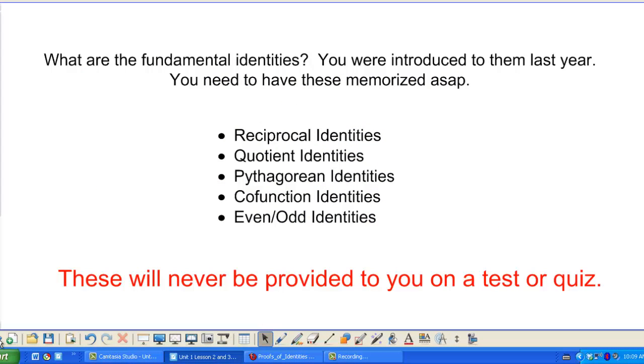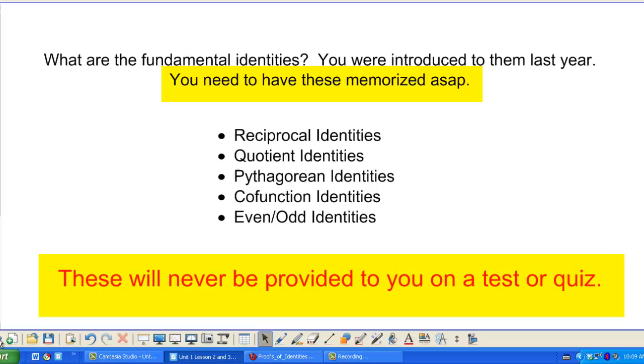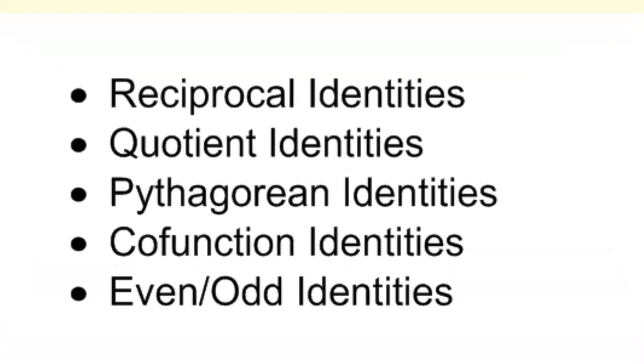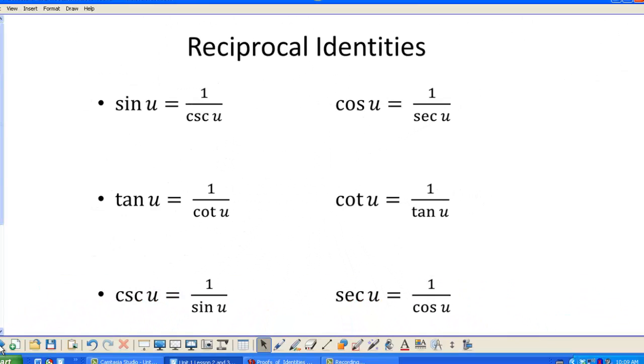What are the fundamental identities? We briefly discussed them in a previous trig unit in our previous course. You need to have these memorized. These will never be provided to you on a test or a quiz. We will notice some new identities in future lessons, and a reference sheet on some of those will be given to you, but any reference sheet that is ever given to you the remainder of this year will not have the reciprocal, quotient, Pythagorean, cofunction, or even and odd identities on them. You must know them.